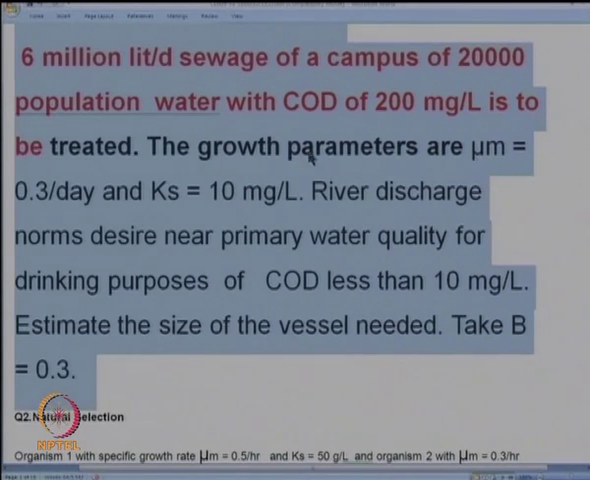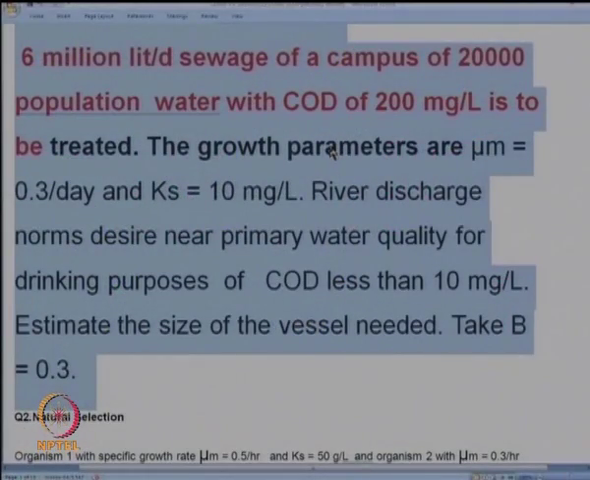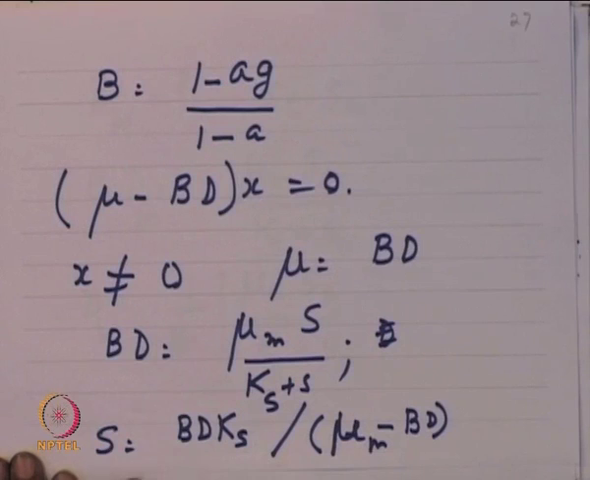IIT campus, I told you we generate a lot of wastewater. Consumption is also very, very large. It is more than 6 million, much more than 6 million. So, 6 million liters, 20,000 population and so on. Please do a calculation quickly. What is S required? 10. B is given as 0.3. K_S is given. Everything is given. So, we can calculate the dilution rate at which we must operate. Tell me what is the answer.